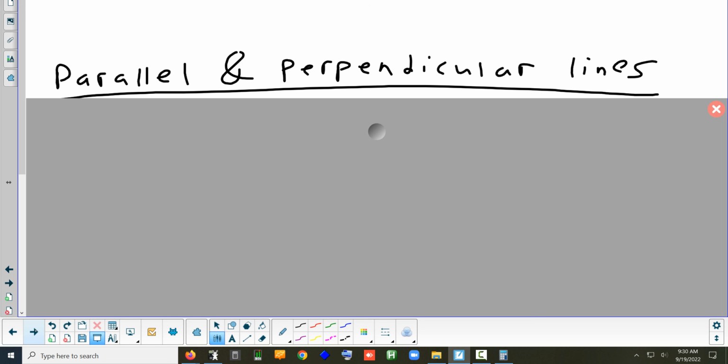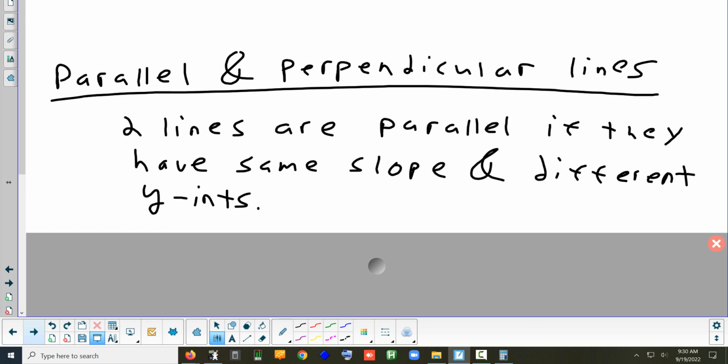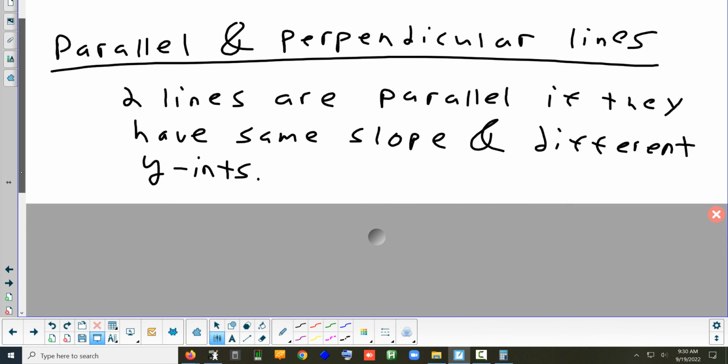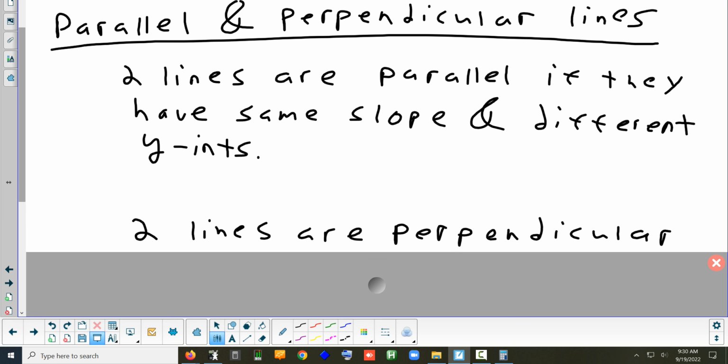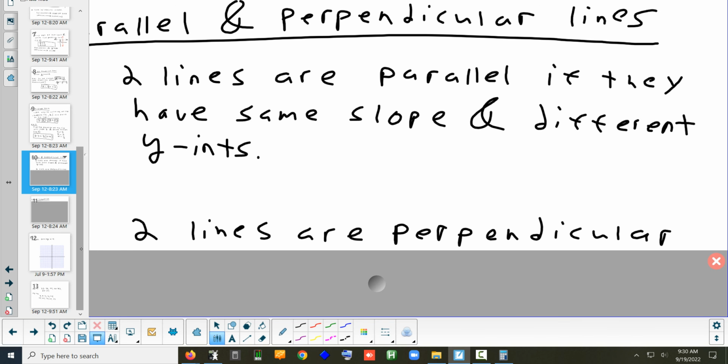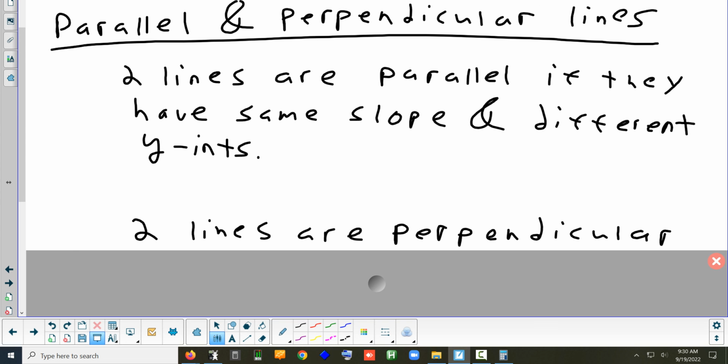Why couldn't those be the same? What would happen if you had two lines with the same slope and the same y-intercept? They wouldn't be parallel? Yeah? They'd be right on top of each other. They're the same line. So for lines to be parallel, same slope, different y-intercept. So parallel, that's the easy one to remember. The slopes are the same.